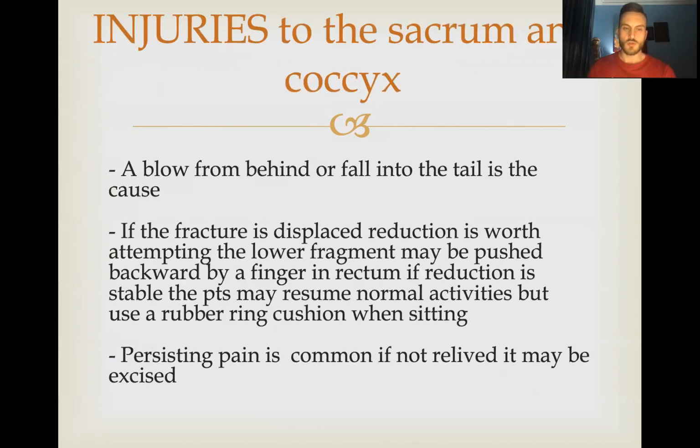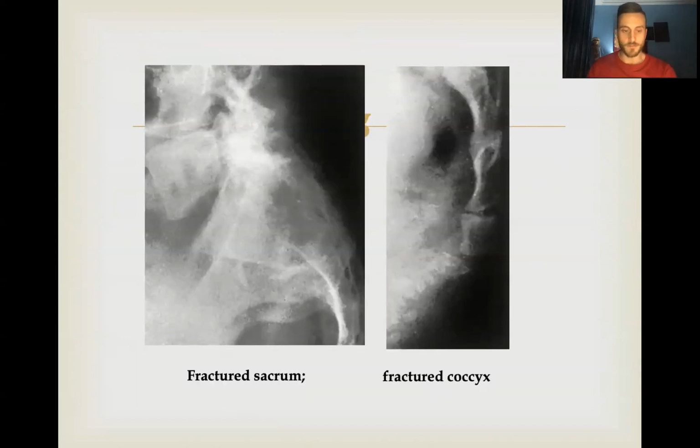Injuries to the sacrum and coccyx: a blow from behind or a fall on the tail, like in a sitting position. If the fracture is displaced, reduction is worth attempting because it will decrease the pain and give better reduction. If it's non-displaced, just rest, and there is a pillow that they sit on just to reduce the pain and decrease the pressure on the fracture. It's very painful. So this is an X-ray. You can see here the fracture of the sacrum and the fracture of the coccyx.